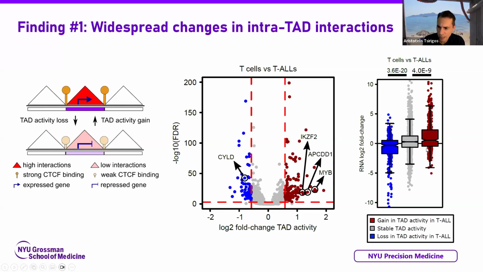And to do this more systematically, we defined 3 classes of topological domains: those that are silenced here in blue, those that have no changes in interactions, and those that are further activated in leukemia. And what we show here on the y-axis is the change in expression. So what this tells you is that essentially, at least on average, when you have an increased number of interactions within a topological domain, the genes that reside in this topological domain will be upregulated, and vice versa.